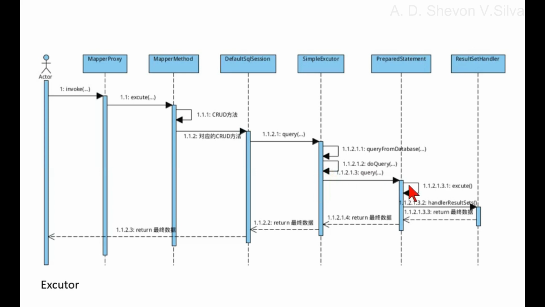Prepared statement is connected to itself via execute, and here prepared statement is connected to the result set handler via the handle result set method, and it returns to prepared statement. The result set handler then returns to the prepared statement. It's returned to the simple executor. It's returned to the default session, and it's returned to the actor.